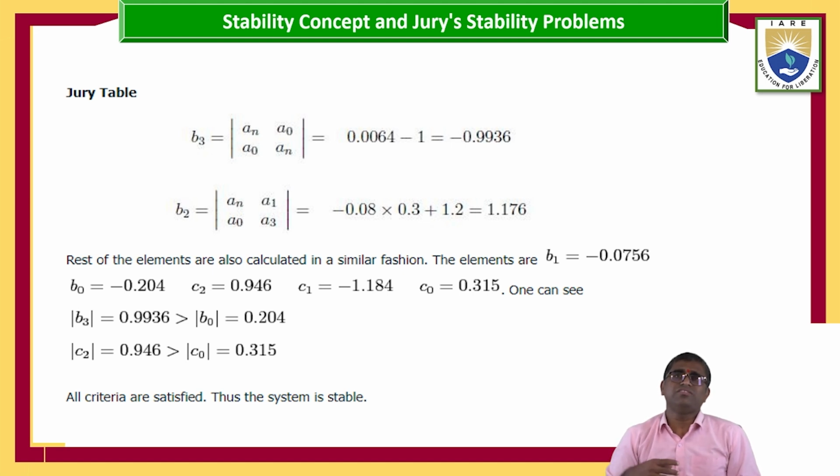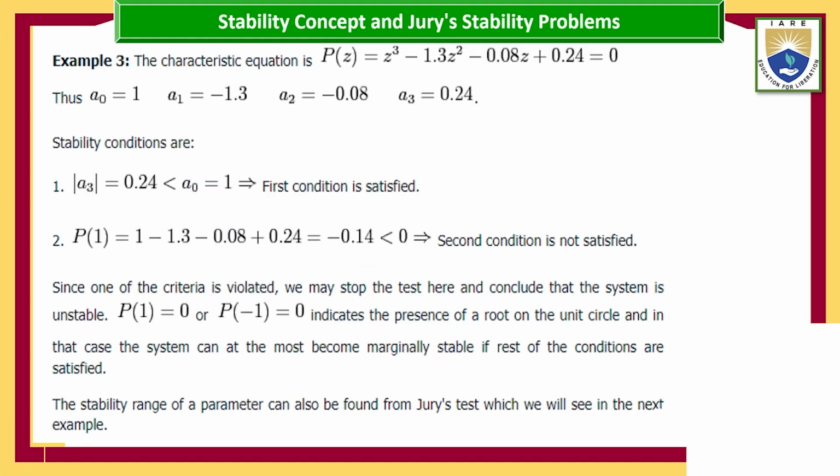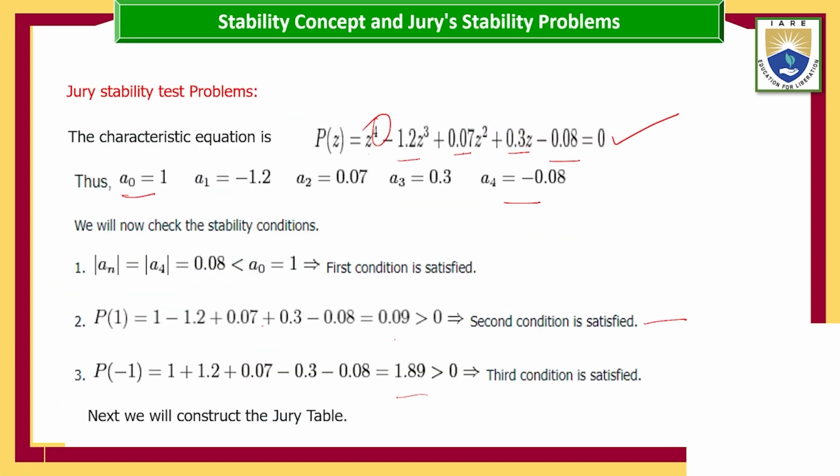So after finding these values, we have to check the B3 value. What is the B3 value? B3 value is 0.9936. Is it greater than B0? Yes. Why? Because B0 value is 0.204. So it is greater than, satisfaction. And C2 value is 0.946. It is greater than C0, that is 0.315. So it will also be satisfied. So the system is in a stable condition. This is the simple way you have to identify it.